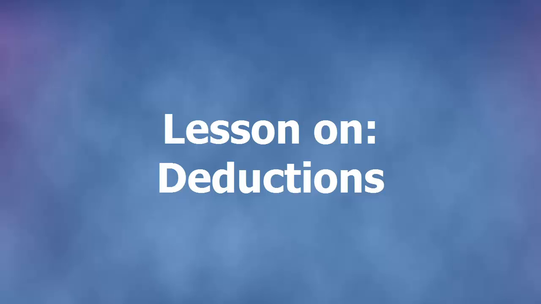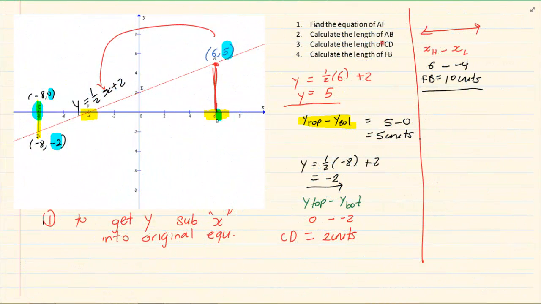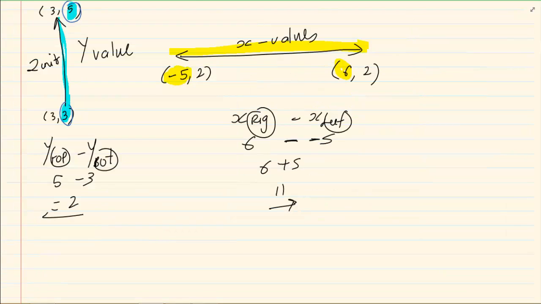Now when you had done deductions in grade 10, we had discussed the lengths, and what we had emphasized on is that when we are working with the lengths of the y-intercept, then we take the vertical distance. If we were working on the x values, then we are usually taking horizontal lengths, and you would always take the high value minus the low value.